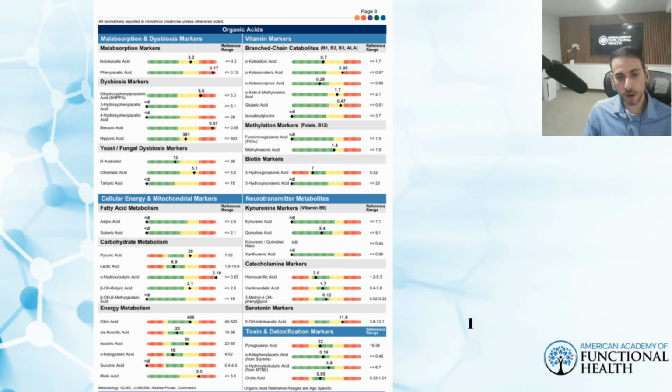This is one of the key biomarkers, which is a yeast-derived organic acid used as a marker of fungal overgrowth and carbohydrate fermentation. So that's one of them. The one that we're going to talk about is the DHPPA, which in this lab, you can see it is elevated. This is the third biomarker right under dysbiosis marker from the top. And you can see that it's in the red range.